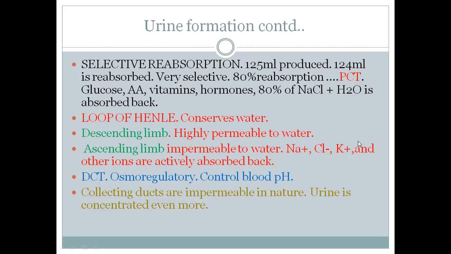These ions play very important functions in the nervous system, and they act in the enzyme systems. Other ions are also absorbed actively back. The distal convoluted tubule is osmoregulatory in function, and it controls the blood pH. Collecting ducts are impermeable in nature. Urine is concentrated even more in the collecting ducts.